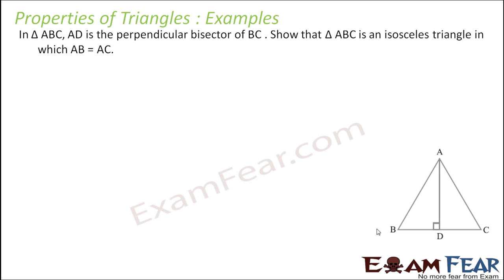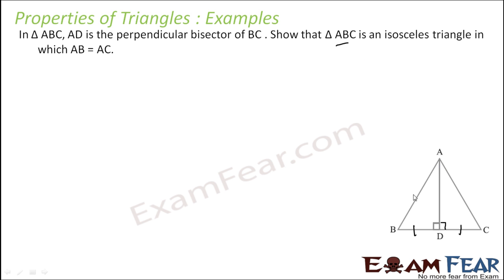Okay, let's take one more example. There is a triangle ABC and AD is the perpendicular bisector of BC. That means this is 90 degrees and this is the same. That is, BD is equal to DC. You have to show that ABC is an isosceles triangle.